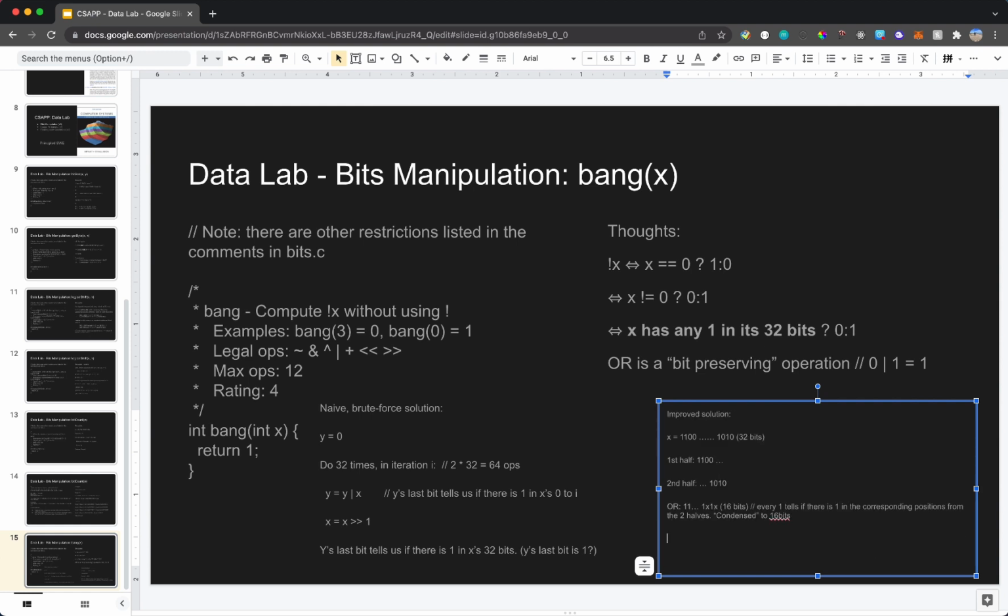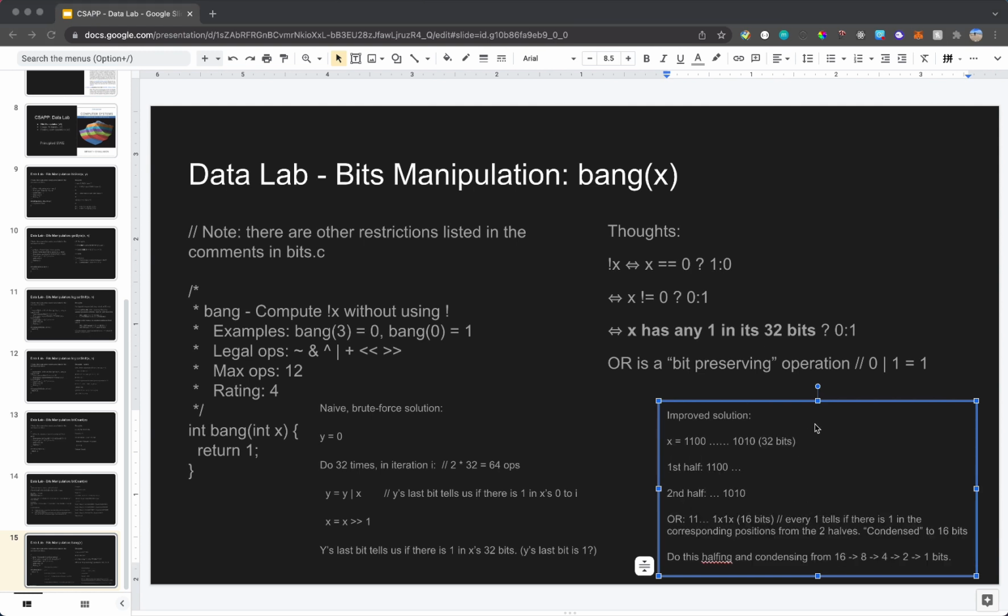So let me write down. We do this halving and condensing from 16 to 8 to 4 to 2, and then at last to get 1 bit here.